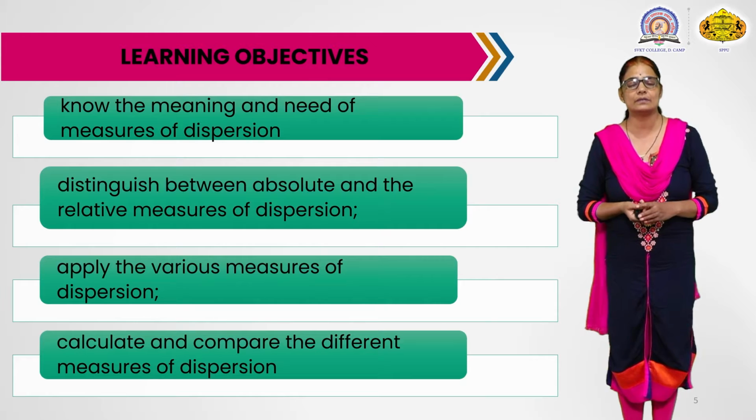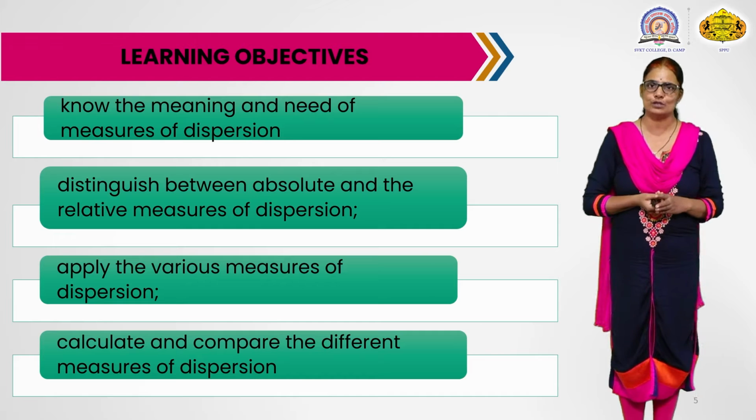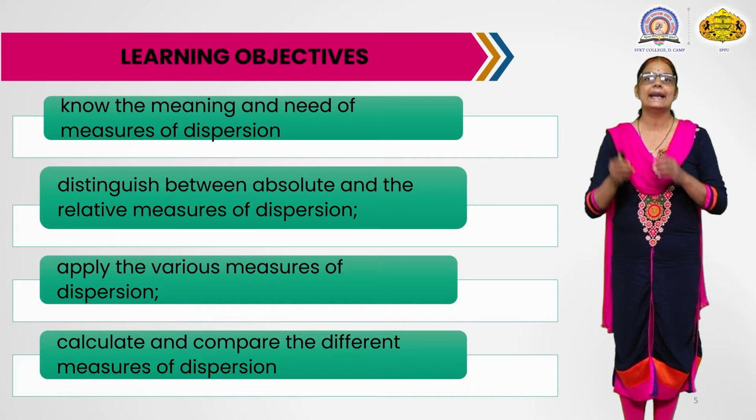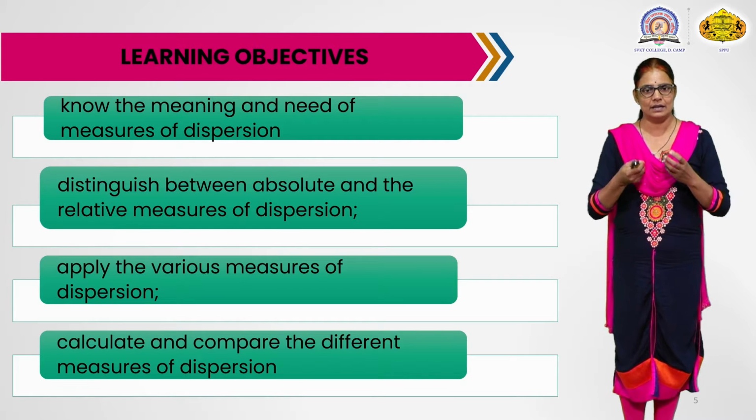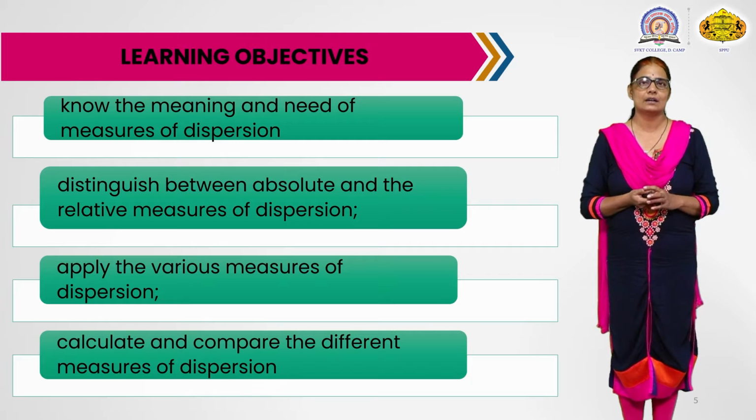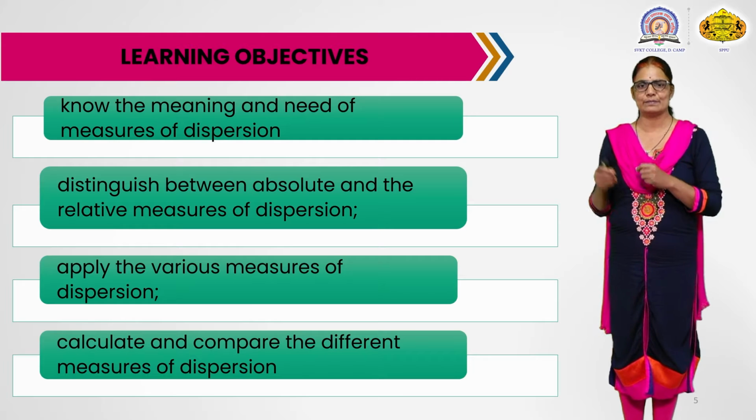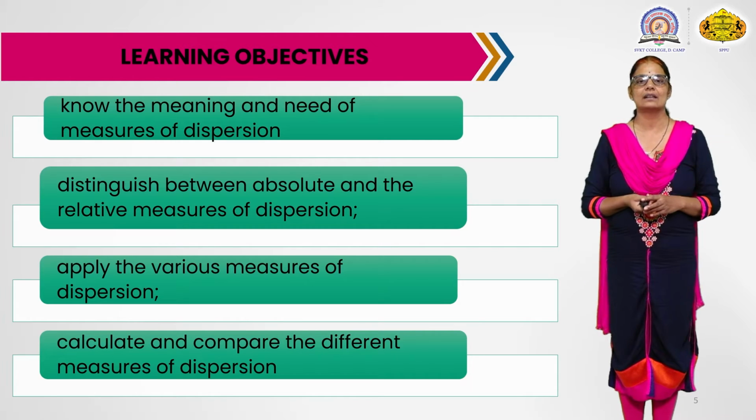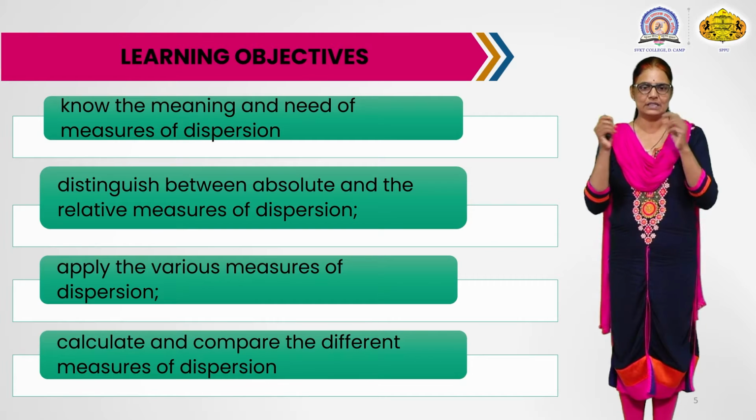First, let us see the learning objectives of today's lecture. After watching this session, you will be able to know the meaning and the need of measures of dispersion. What is meant by dispersion? What is the need of it in real life? Also, you will be able to distinguish between absolute and relative dispersion. These are the two types of dispersion: one is absolute dispersion and another is relative dispersion. You should know the difference between these two.